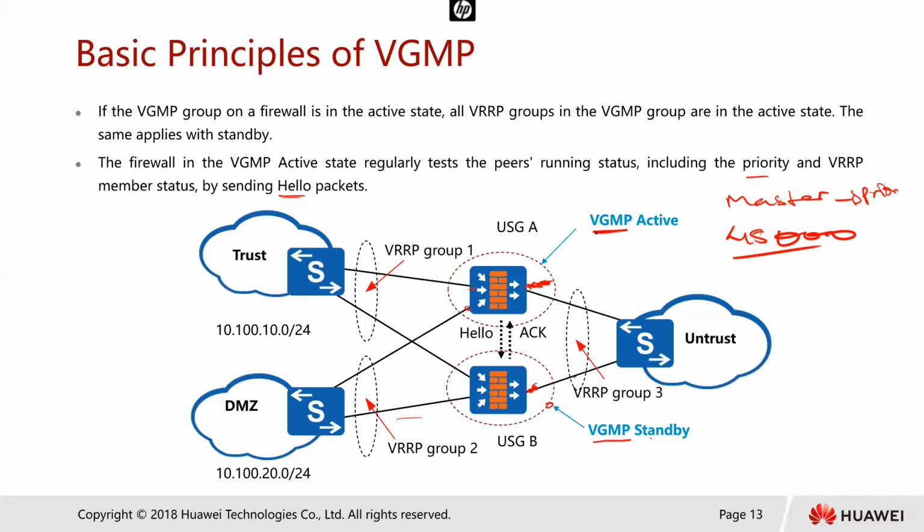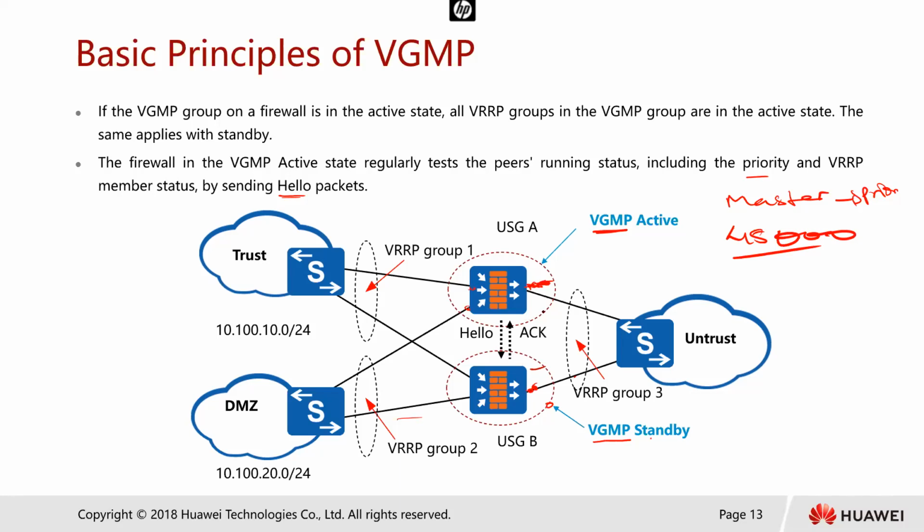So the VGMP group will now conduct the switchover because this guy has now a better priority and this guy will become the master. Or in case the hello packets cannot be sent within that default time from this guy, then this guy will be like, oh, okay, the master is off, so I assume to be the master at this current time.